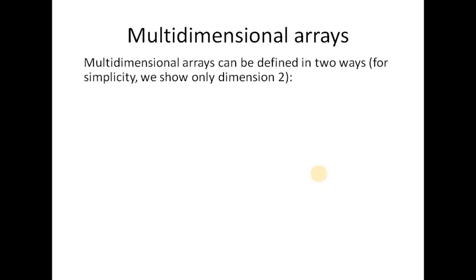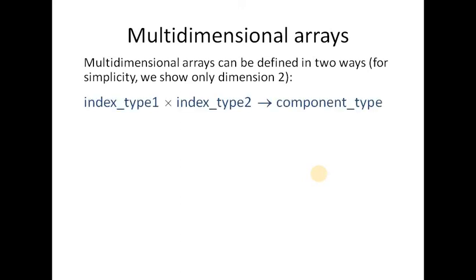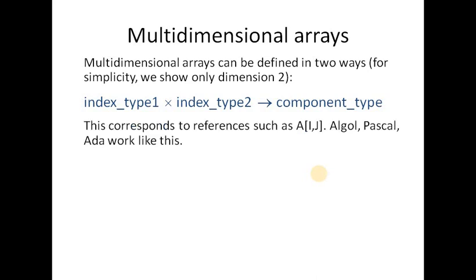Multidimensional arrays have more than one dimension, and can be defined in two ways. For simplicity we show only dimension 2. So index_type1 multiplied with index_type2 gives the component type, and this is the actual multidimensional array. We are multiplying all those terms. This corresponds to a reference such as a[i, j]. So we can store a number of values through this structure.